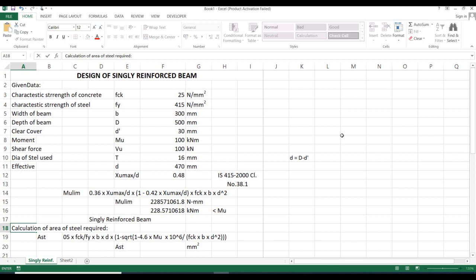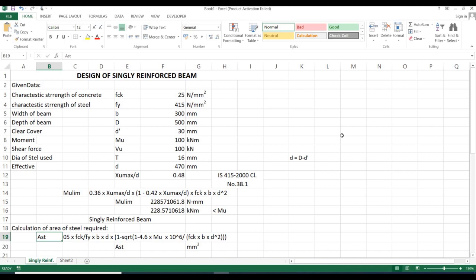So in that case, I have the formula Ast = 0.5 fck/fy × b × d × [1 − √(1 − 4.6 Mu/(fck b d²))]. So this is my formula.